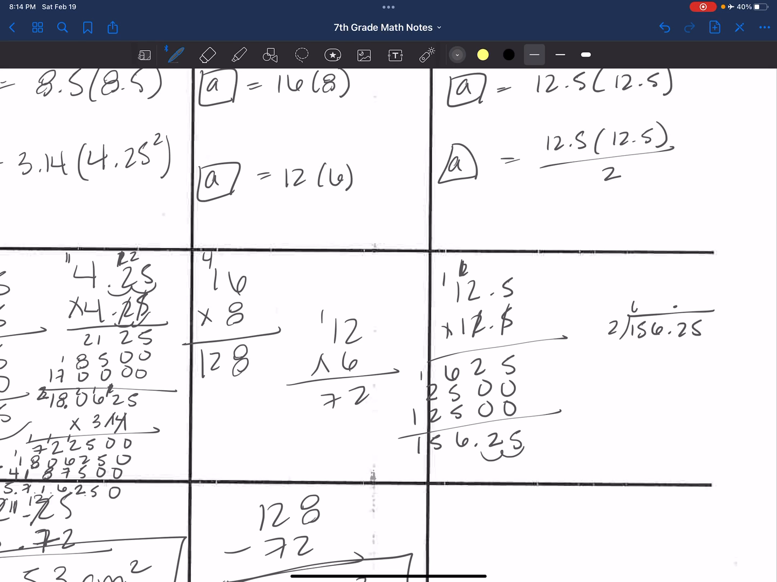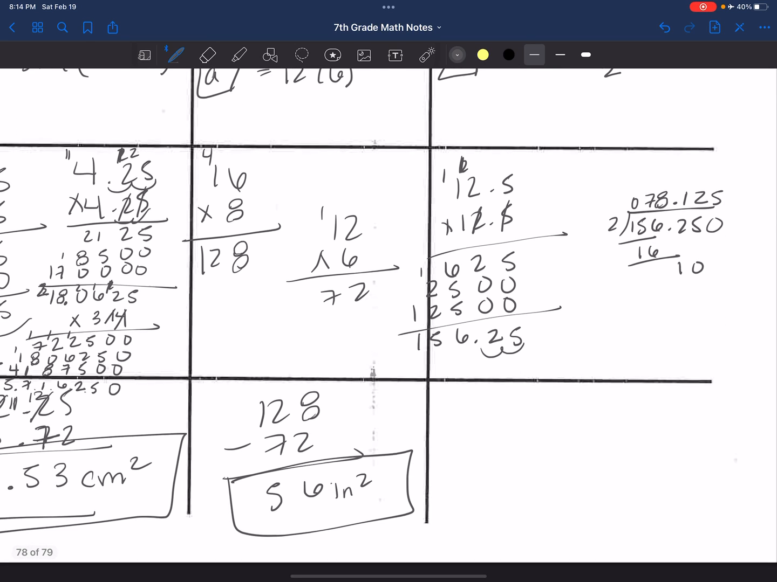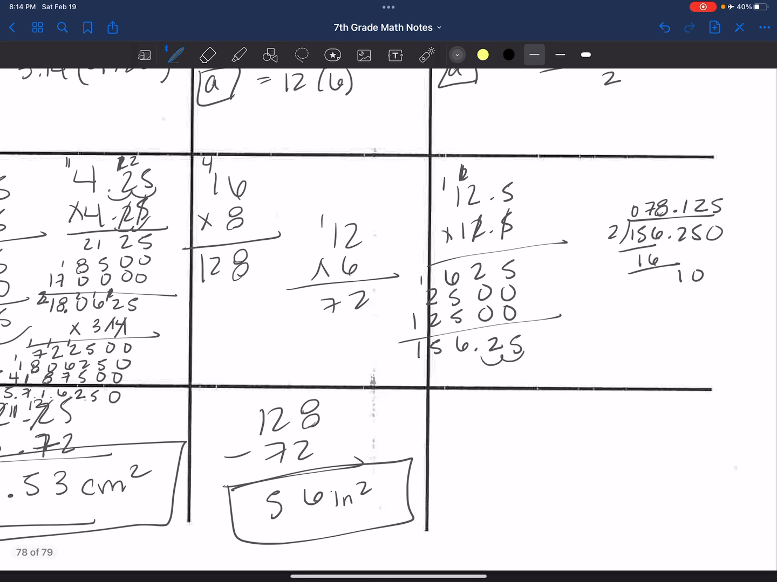All right, 2 can go into 1 0 times, 2 can go into 15 7 times, remainder 1, 2 can go into 16 8 times, remainder nothing. 2 can go into 2 1 time, remainder nothing. 2 can go into 5 2 times, remainder 1. 2 can go into 10 5 times. And honestly, since that's half of my square, that is also my answer.